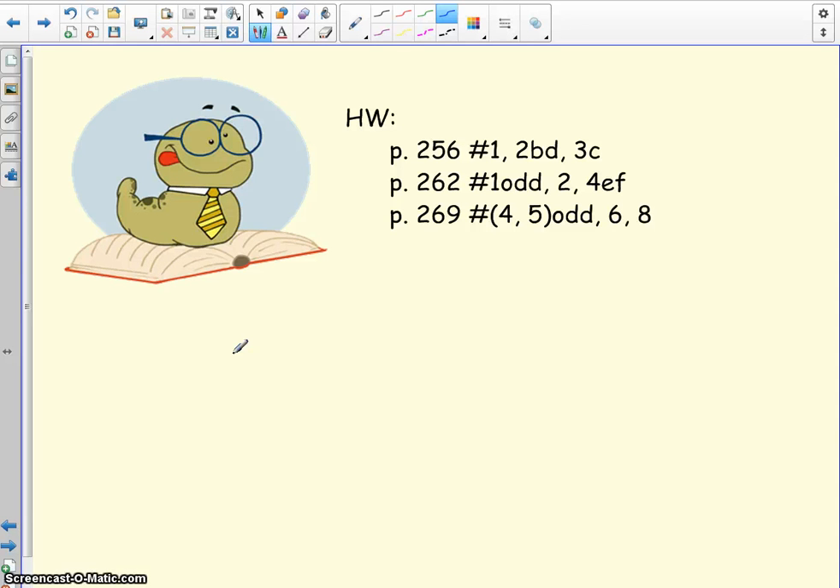It's a new form of a quadratic that we're looking at today, and we're going to look more at it in the next lesson. So try the homework here first, and then we'll see you in lesson 30.